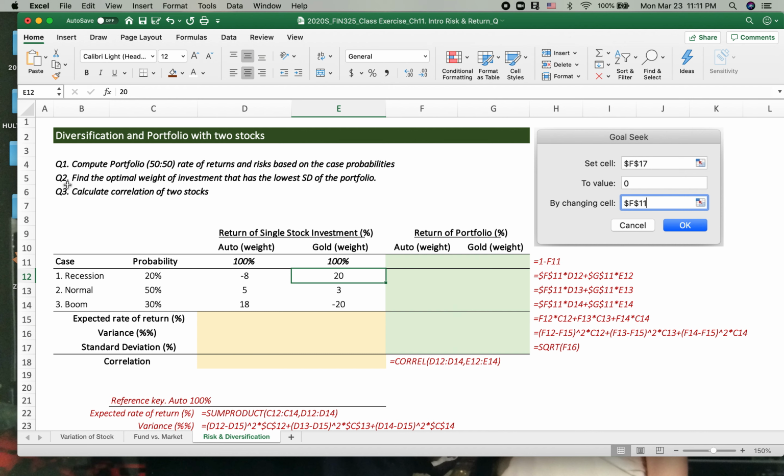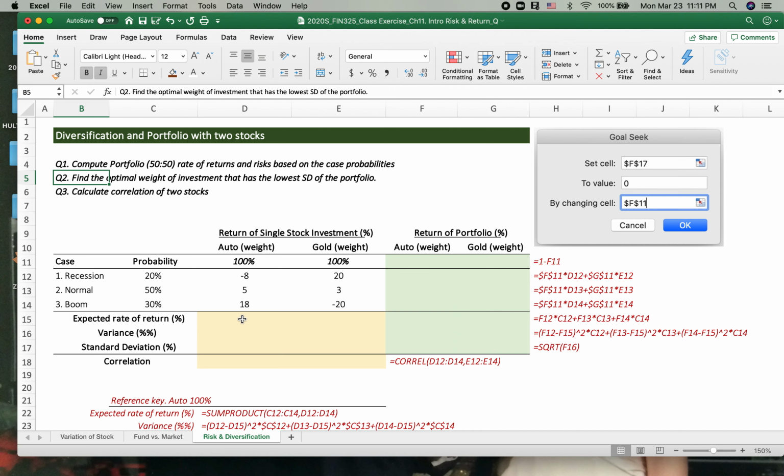Question number 2, find the optimal weight of investment that has the lowest standard deviation of portfolio. The reason why we want to make the portfolio in a pool of investment is to reduce the risk of the investment, maintaining a certain level of the expected rate of return.